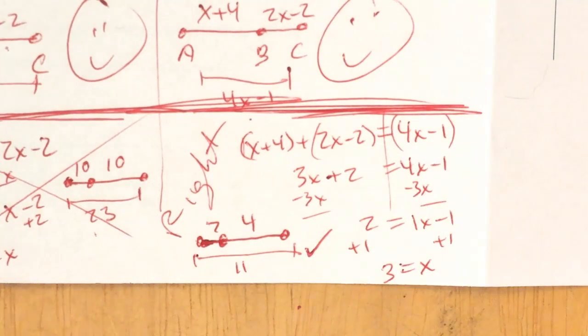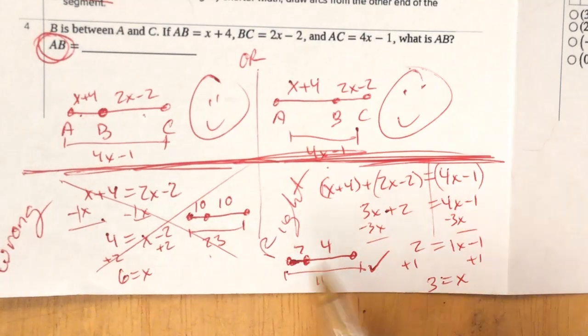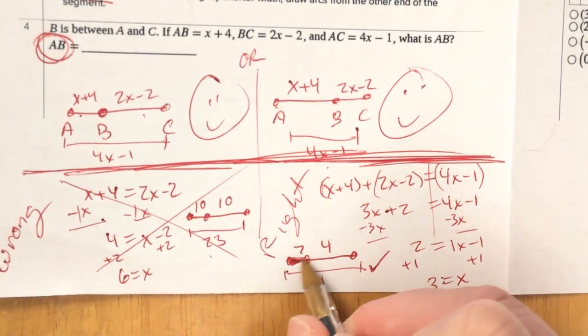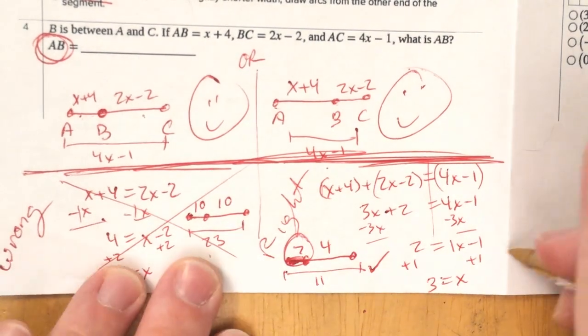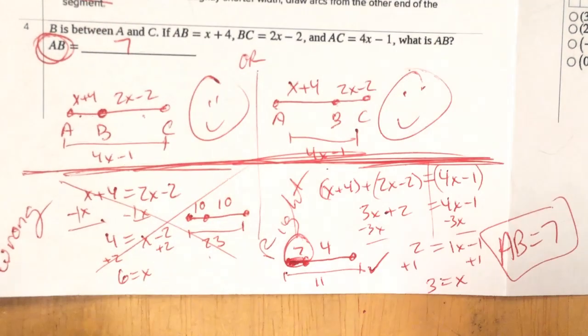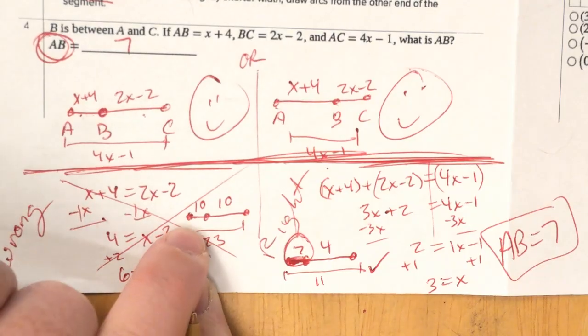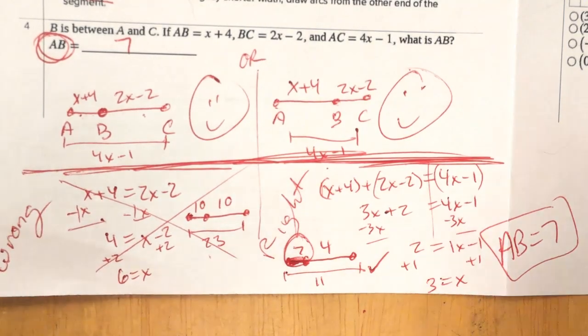Now answer their question. They said, what was A to B? A to B is the left side. They wanted this. So A to B was 7. That's what they wanted. So 7 was the answer. So the first time I did it, I was wrong, but I caught my mistake. I just restarted. That's totally fine. Okay, let's keep going.